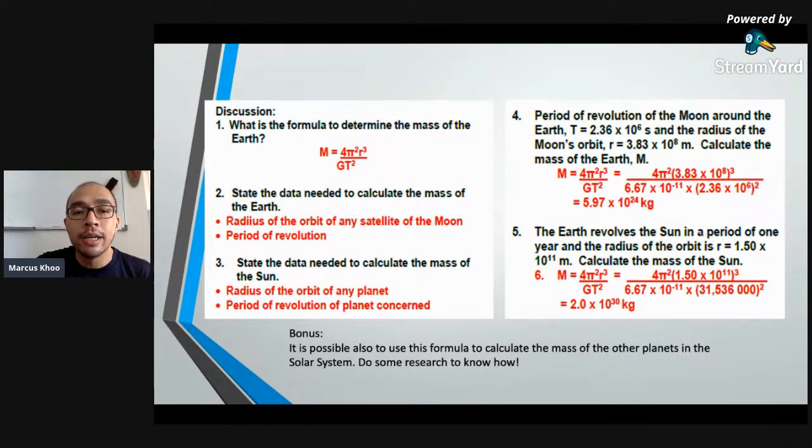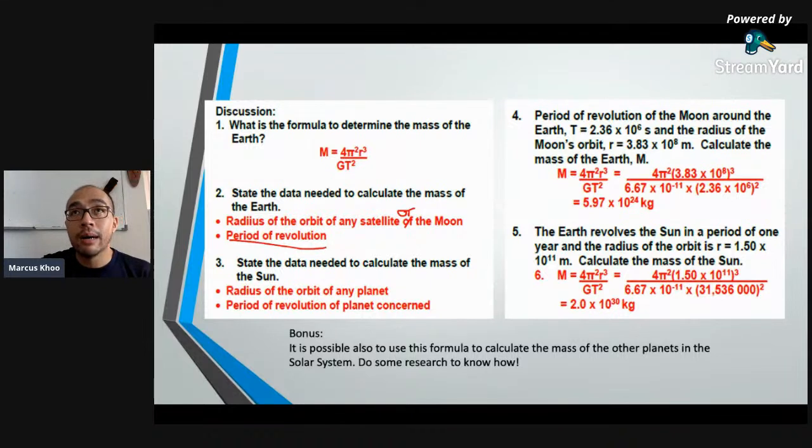For example, there are two things that you need in order to calculate the mass of the Earth. Number one, you need to know the radius of the orbit around the Earth, of the moon or of any satellite. And the second one, you need to know how long it took them to go one whole round. How long it took to go one whole round is known as the period of revolution.